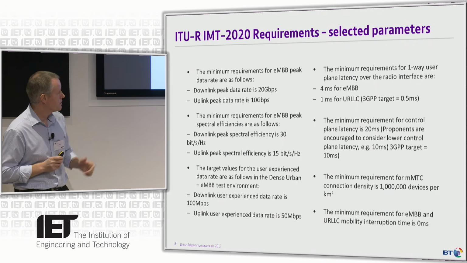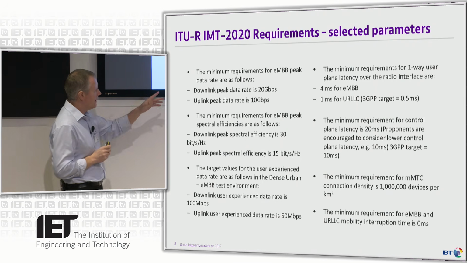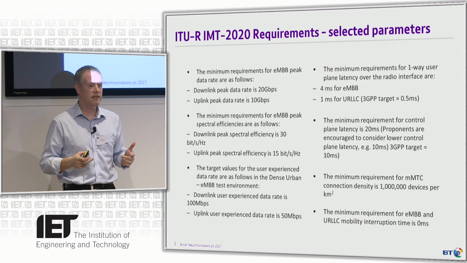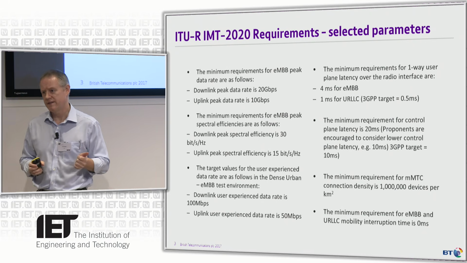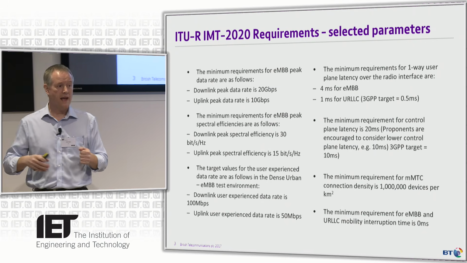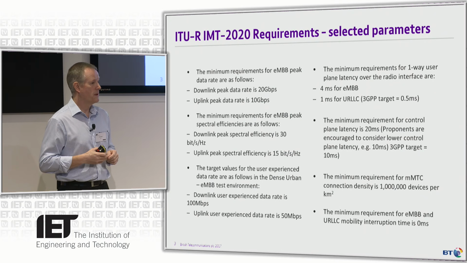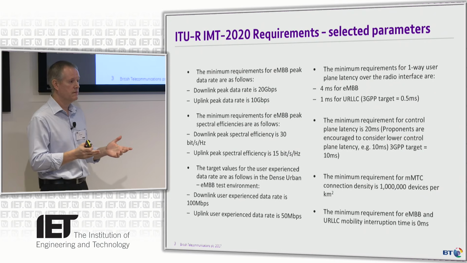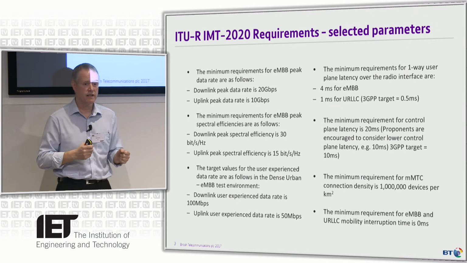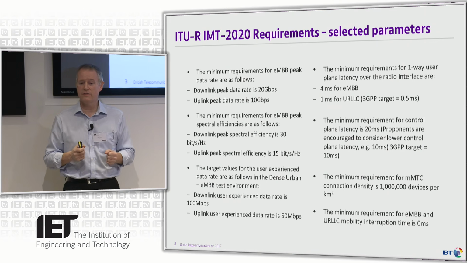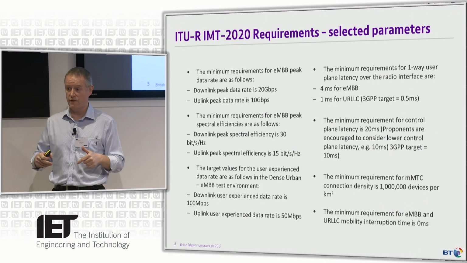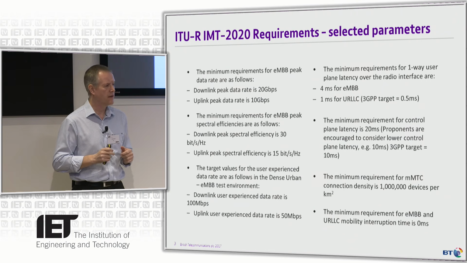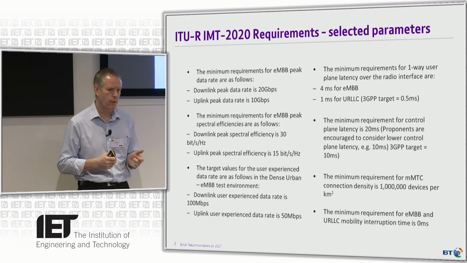And the last one I've picked out, and it's just a sample really, is this minimum requirement for eMBB and URLLC mobility interruption time of 0 milliseconds, which suggests a make-before-break mobility procedure. Now, we had this in WCDMA, of course, for interfrequency. We had to do a hard handover for intrafrequency. But then we actually moved to a different situation in 4G, of course, where we now do a break and make, and it's typically up to 30 millisecond mobility interruption time on a 4G network.